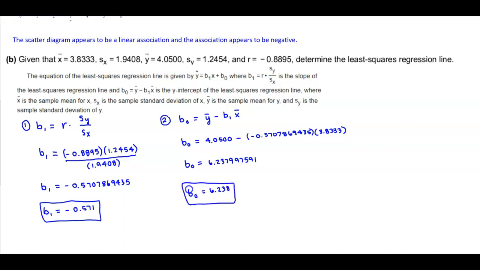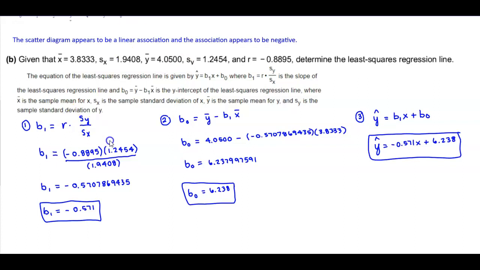So now what we've done is we've determined the y-intercept and the slope of the line. And remember that the equation is y equal to b1x plus b subscript 0. So the equation is negative 0.571x plus 6.238.